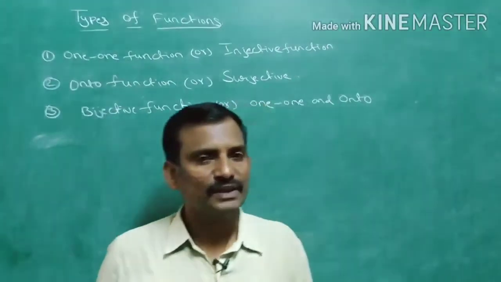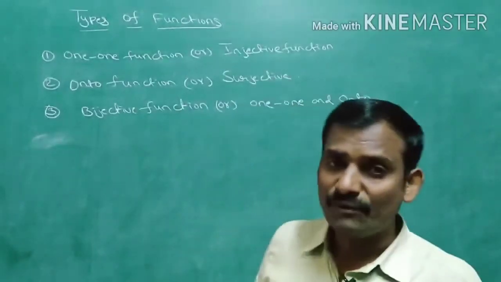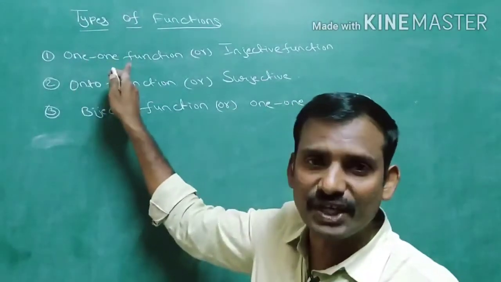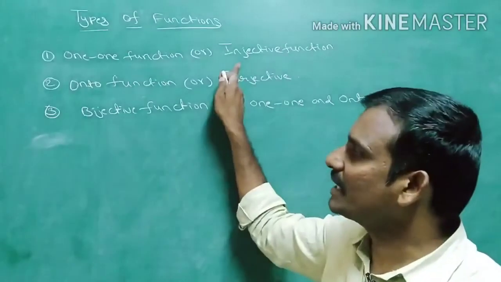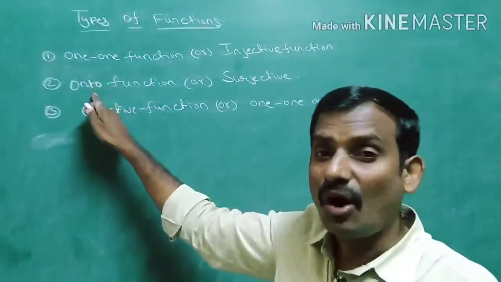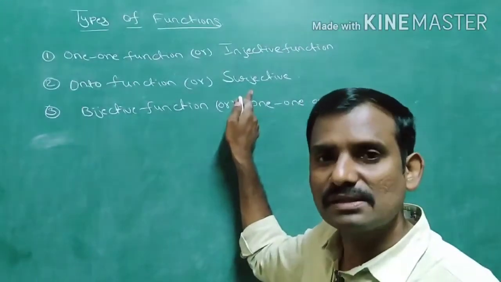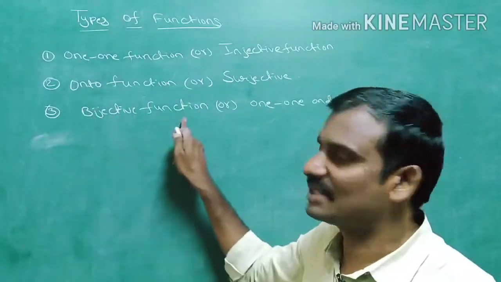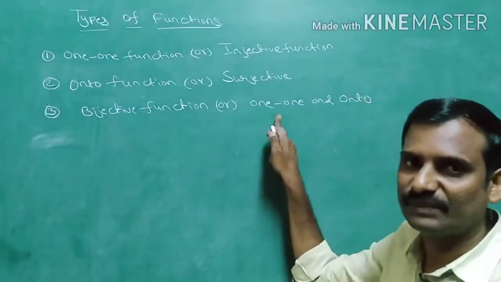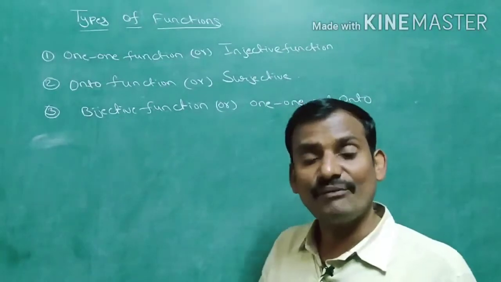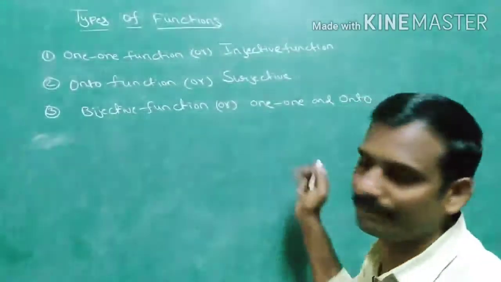So, in second PU, we will discuss types of functions. First one is one-one function or injective function. Second one is onto function or surjective function. Third one is bijective function. Some people also call it one-one and onto, because bijective is nothing but if the function is both one-one and onto, that function is called the bijective function.